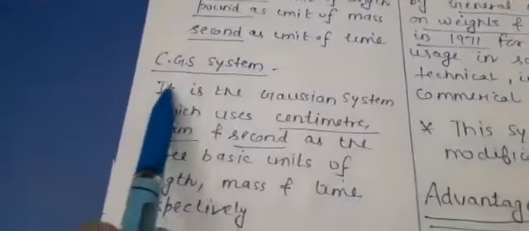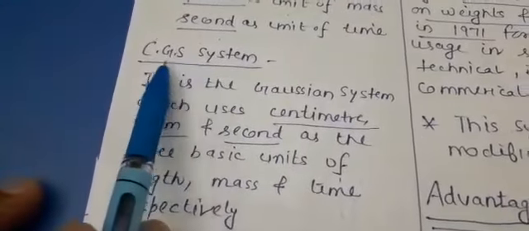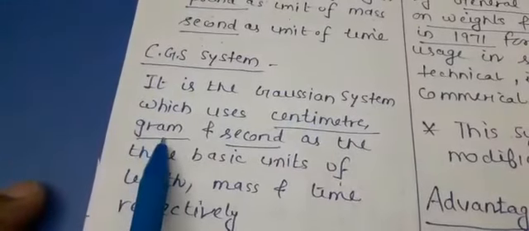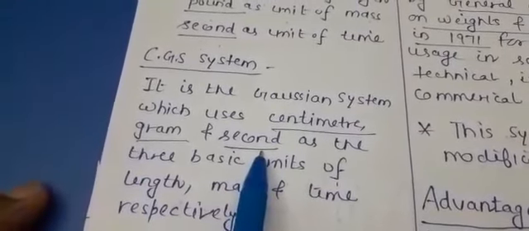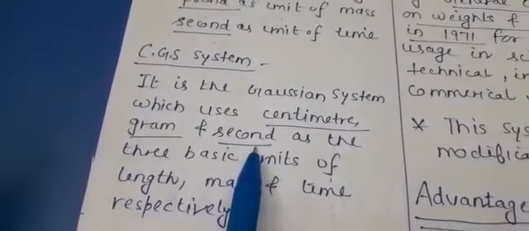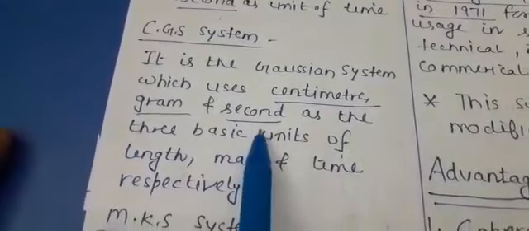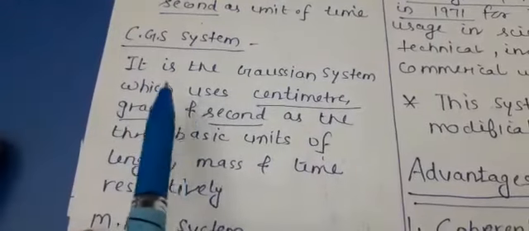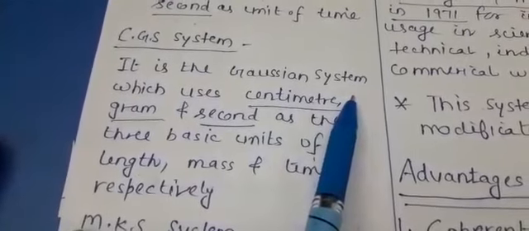Similarly, we have the second system, CGS system. Again, it is another system where for the unit of length, we use centimeter. For mass, we use gram. And for time, it is the same, that is second. So in the CGS system, length, mass and time are measured in centimeter, gram and second. So these are the three basic units of these three physical quantities. It is also taken as a Gaussian system. One name has been given to it. This is a Gaussian system.